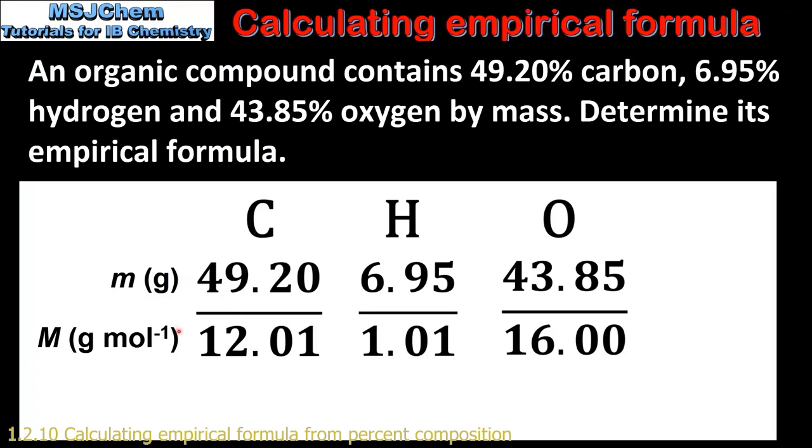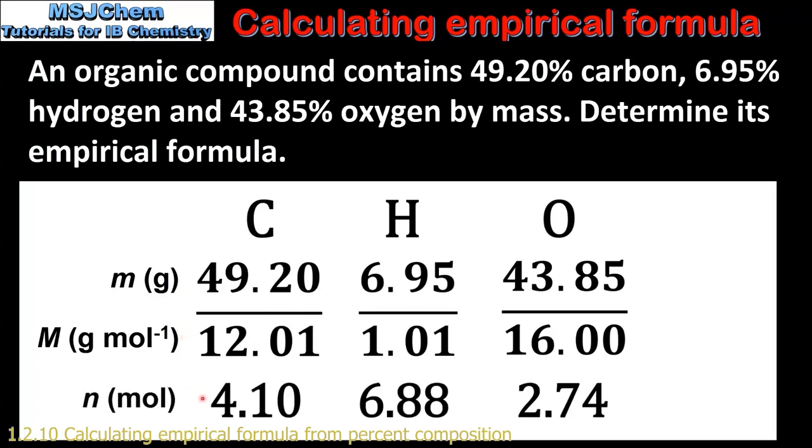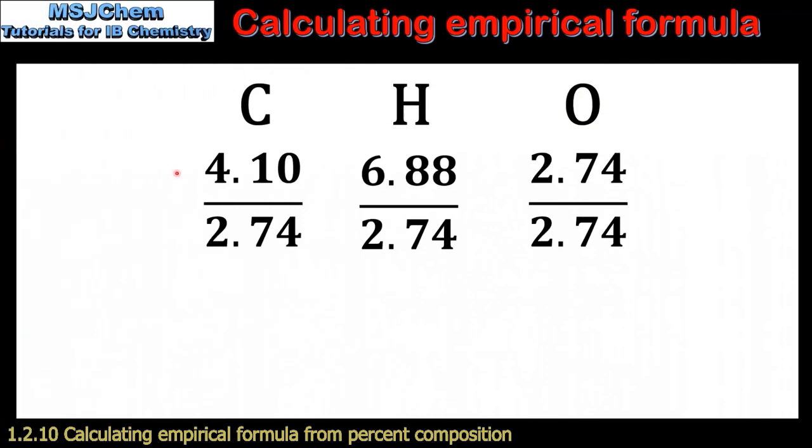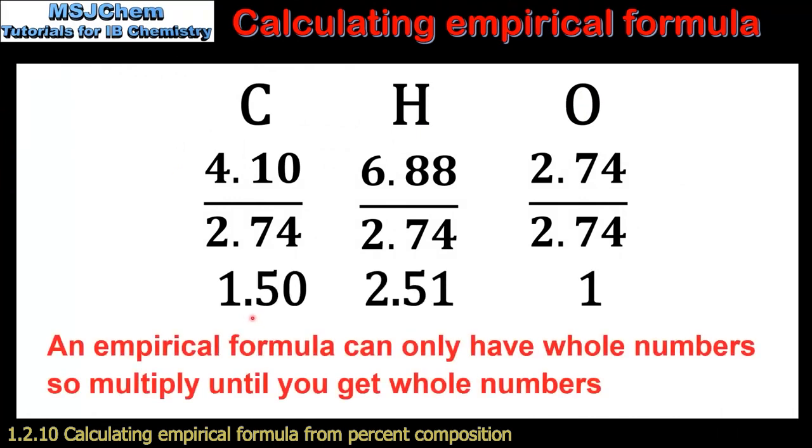We then convert to amount in moles by dividing by the molar mass, which gives us 4.10 moles of carbon, 6.88 moles of hydrogen, and 2.74 moles of oxygen. The next step is to divide each amount in moles by the smallest value, which is 2.74. And this gives us 1.50 for carbon, 2.51 for hydrogen, and 1 for oxygen.